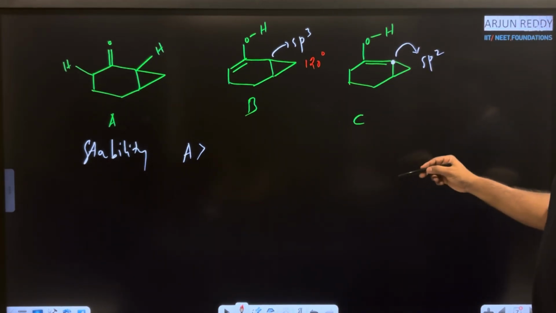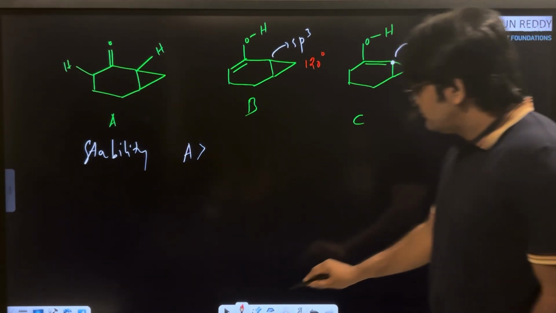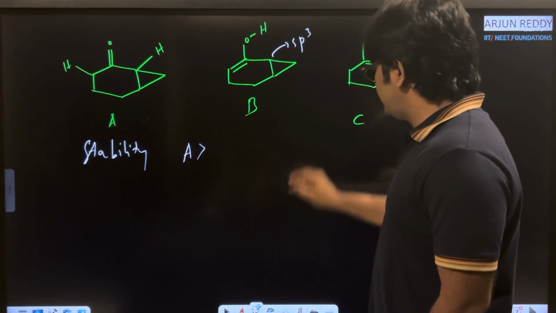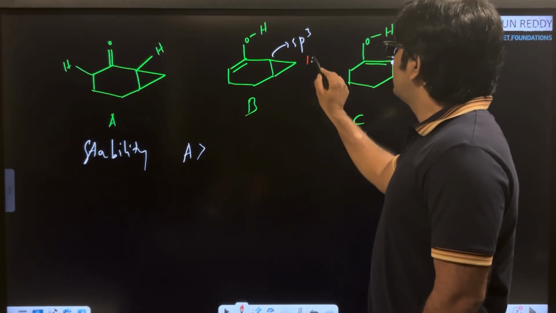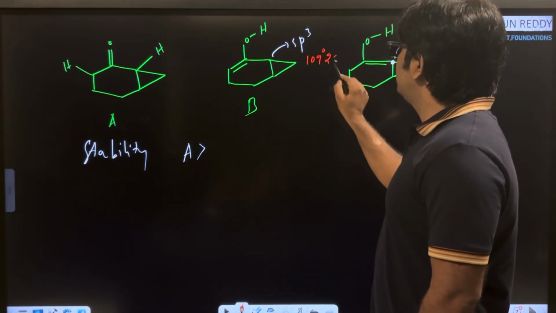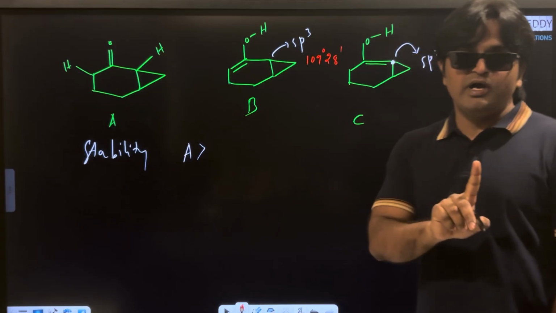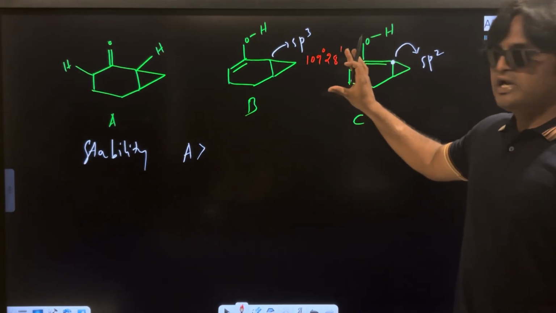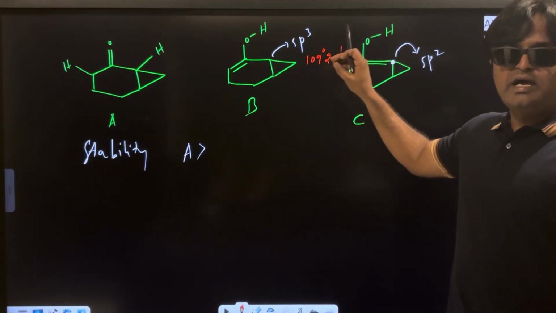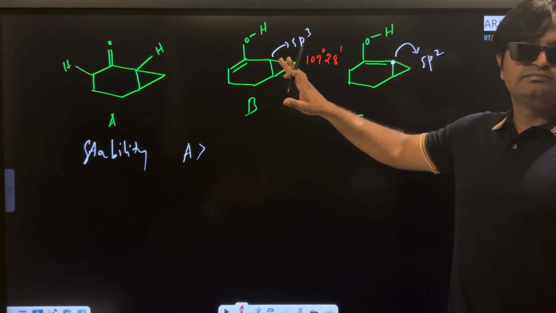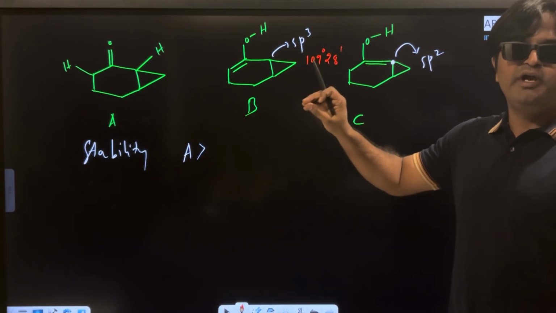In the second molecule, what is the required bond angle? 109 degrees 28 minutes. That is the required bond angle. Actually, the value I am writing here is not the actual angle in the ring system. I am just writing the required bond angle.